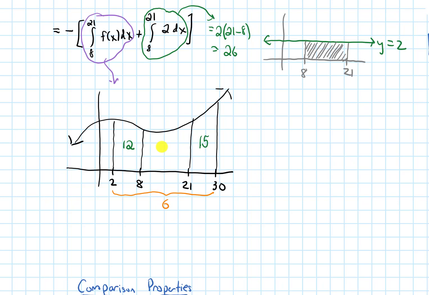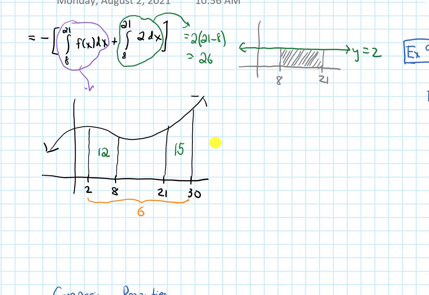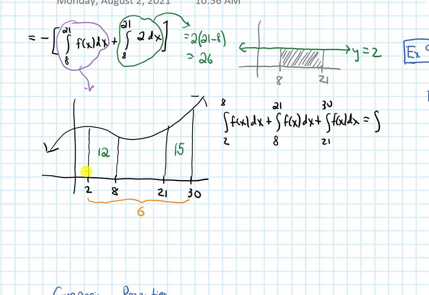Okay, so how do I find what that middle region is? So I'm going to do this rigorously. If I take the integral from 2 to 8 of our function, and then I add that to the integral from 8 to 21 of our function, and add that to the integral from 21 to 30 of our function, essentially I'm going to add up these three areas. And when I do that, it'll give me one integral from 2 to 30.